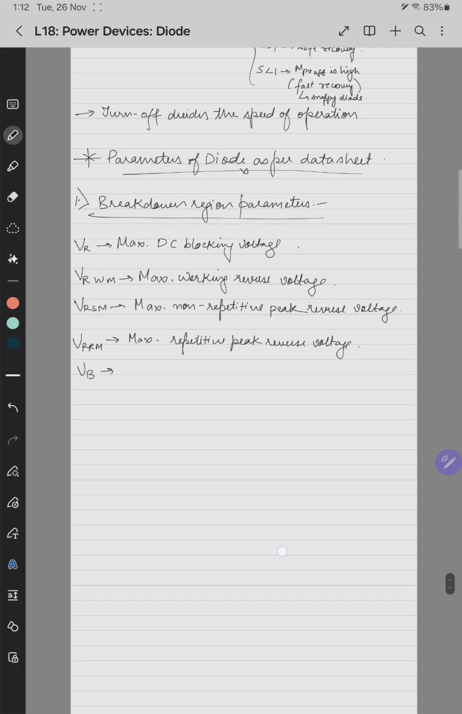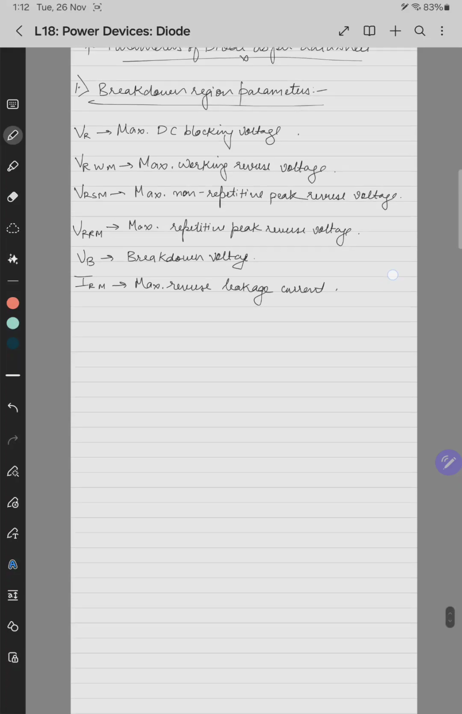Then manufacturer defined VB is the breakdown voltage, also called the avalanche breakdown voltage. In terms of current, there is IRM, which means maximum reverse leakage current. That is IL, which we saw previously. And the avalanche energy rating is EAVL, so that I will not write. So basically, what are these parameters that we see?